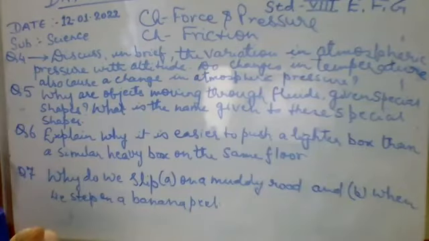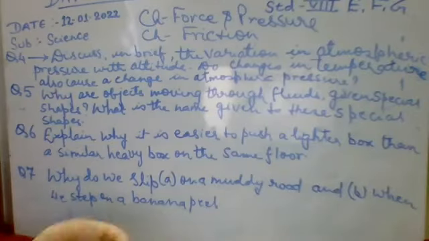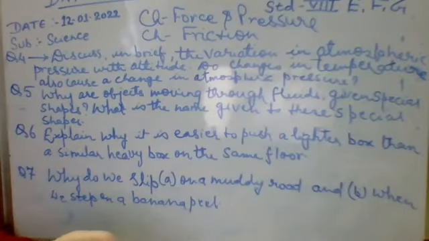Explain why it is easier to push a lighter box than a similar heavier box on the same floor. It is easier to push a lighter box than a similar heavier box on the same floor because friction depends on its magnitude. Only this much was given in the class. Are all of you agreeing with this answer? No, ma'am. I think that you have cut it short. Who will read the complete answer?